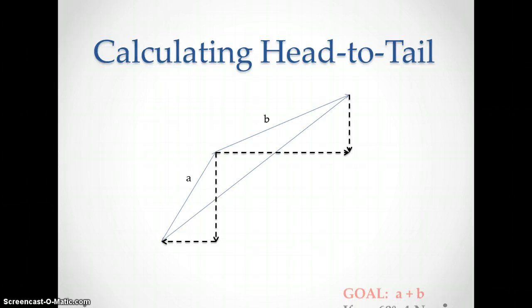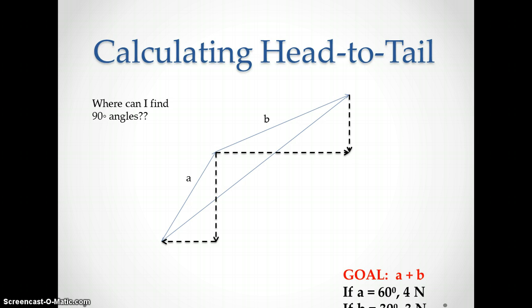So the first thing you want to ask yourself, after you look at your goal, is where can I find the 90-degree angles? And in the image they're shown. So you can assume by looking at your goal and looking at vector A that the vertical component of vector A is 4 sine 60, and the horizontal component is 4 cosine 60. The same with vector B: 3 sine 30 and 3 cosine 30.